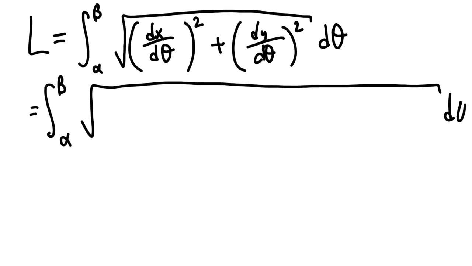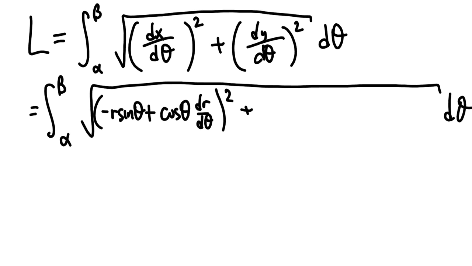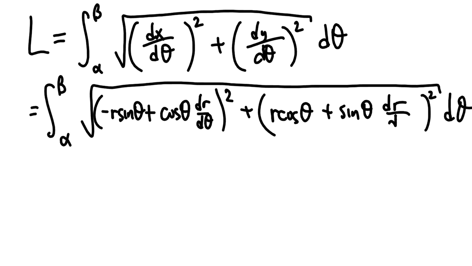We know what dx d theta is because we've done the product rule a bunch of times. Dx d theta is negative r sine theta plus cosine theta dr d theta. And we know what dy d theta is because we've done the product rule before. R cosine theta plus sine theta dr d theta. And so now it's just algebra.